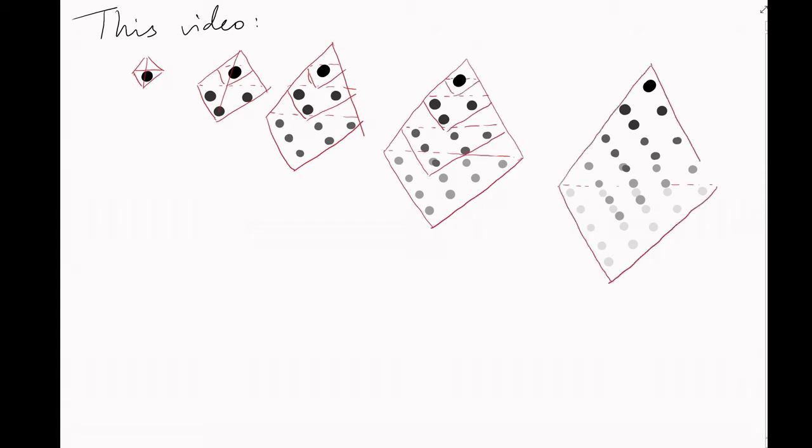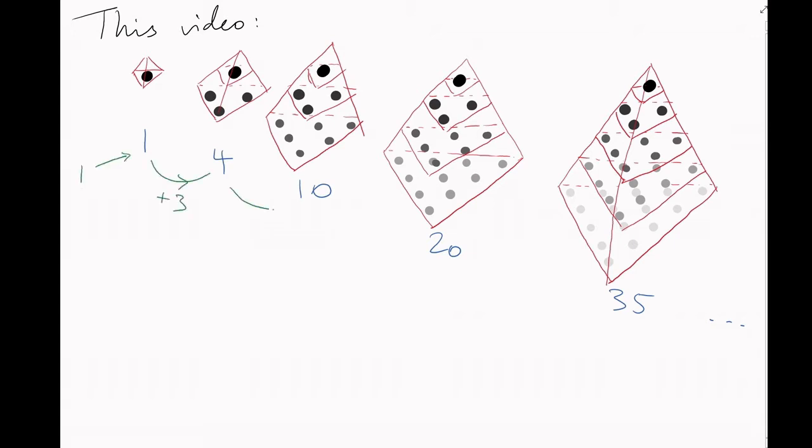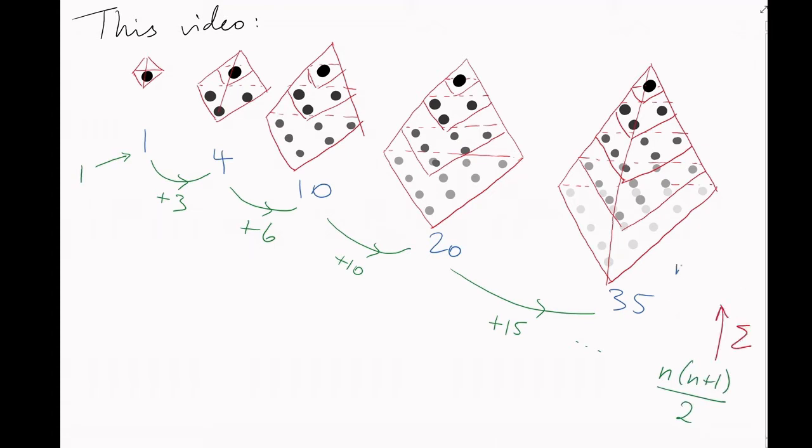So this gives us the sequence of tetrahedral numbers, 1, 4, 10, 20, 35, and so on, where we get from one tetrahedral number to the next by adding on the next triangle number. So starting at 1, we add 3, then 6, then 10, then 15. Now we know the formula for the triangle numbers is n times (n plus 1) over 2, so we can sum those to find that the nth tetrahedral number is n times (n plus 1) times (n plus 2) all over 6. Alternatively, now that I've given you the formula, you can prove it by induction.